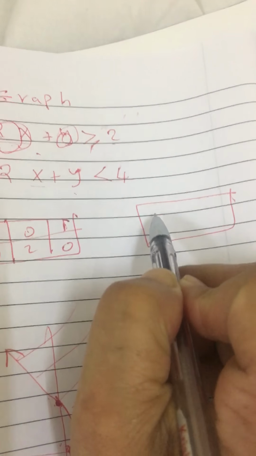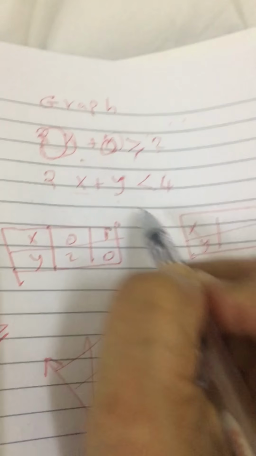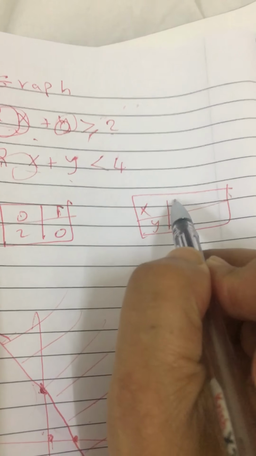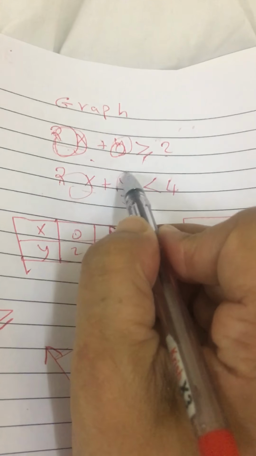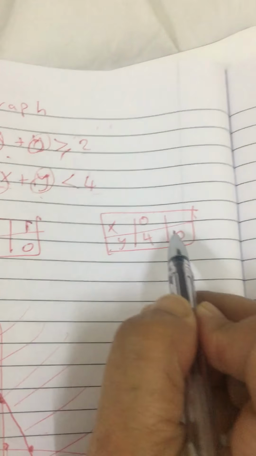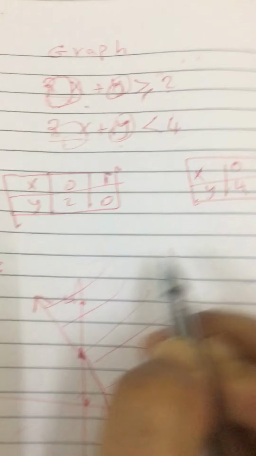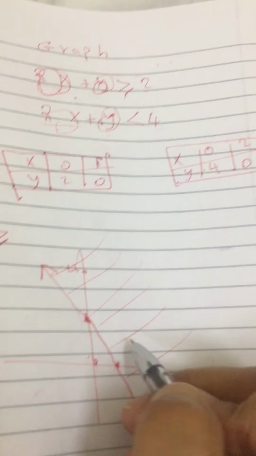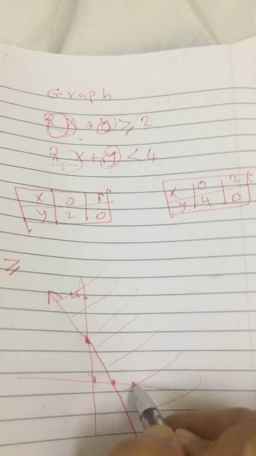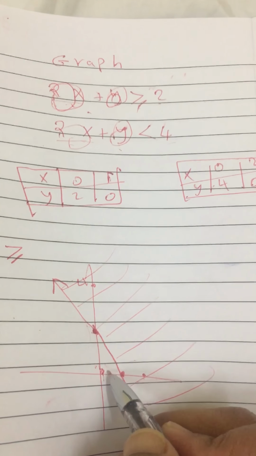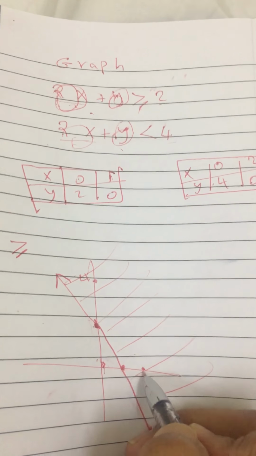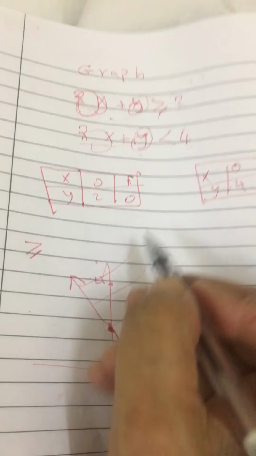The other one also I will draw a small table, x and y. If I put x 0, y equals 4. If I put y 0, divide by 2, so it will be 2. No x, y 4. No y, x 2. This is 1, here is 2. It is not equal, so it will be dashed.